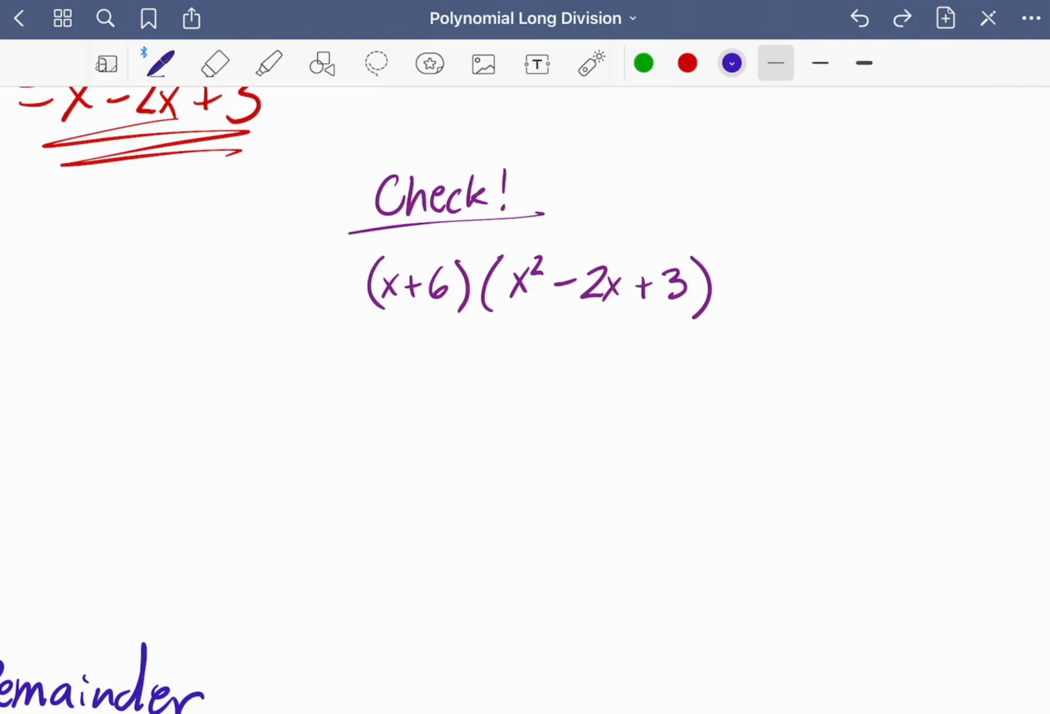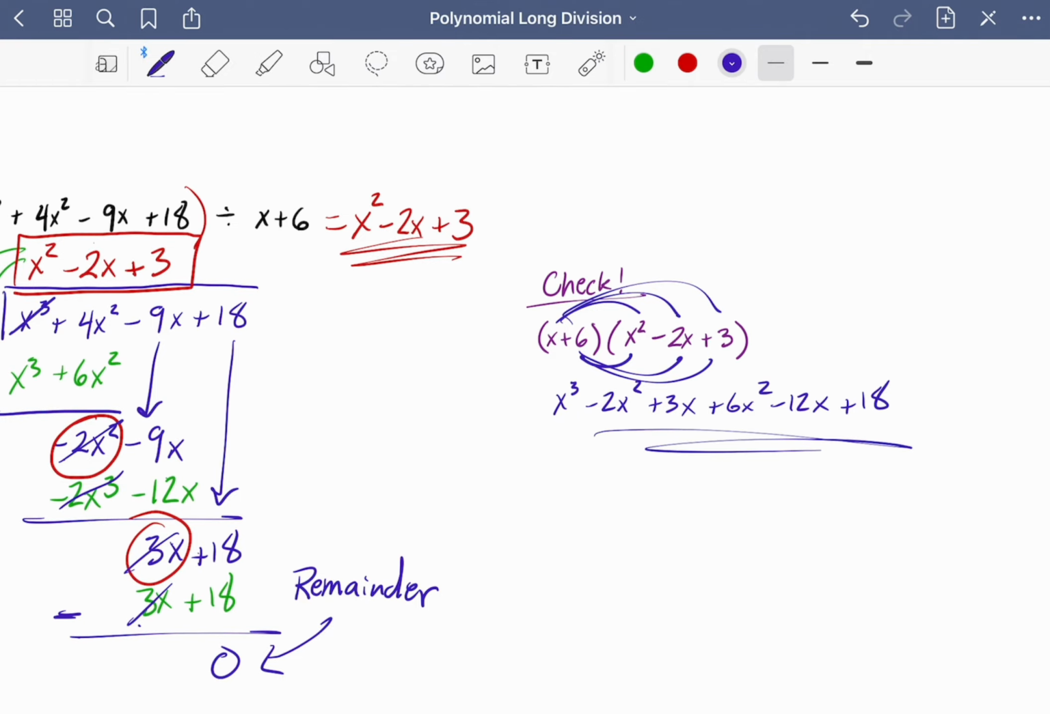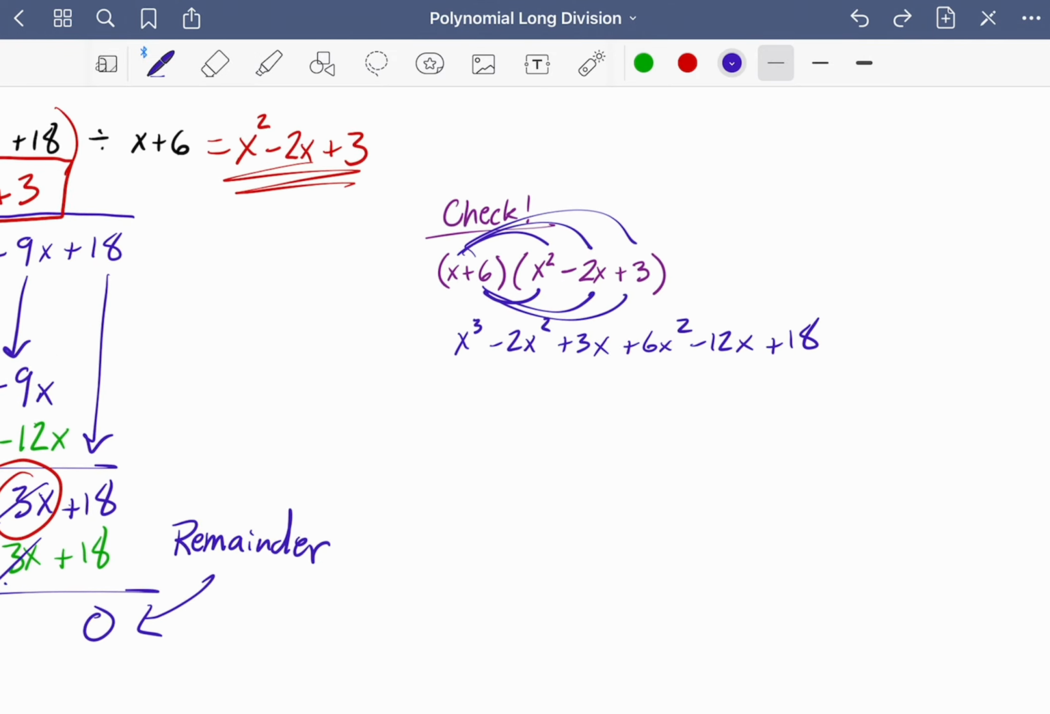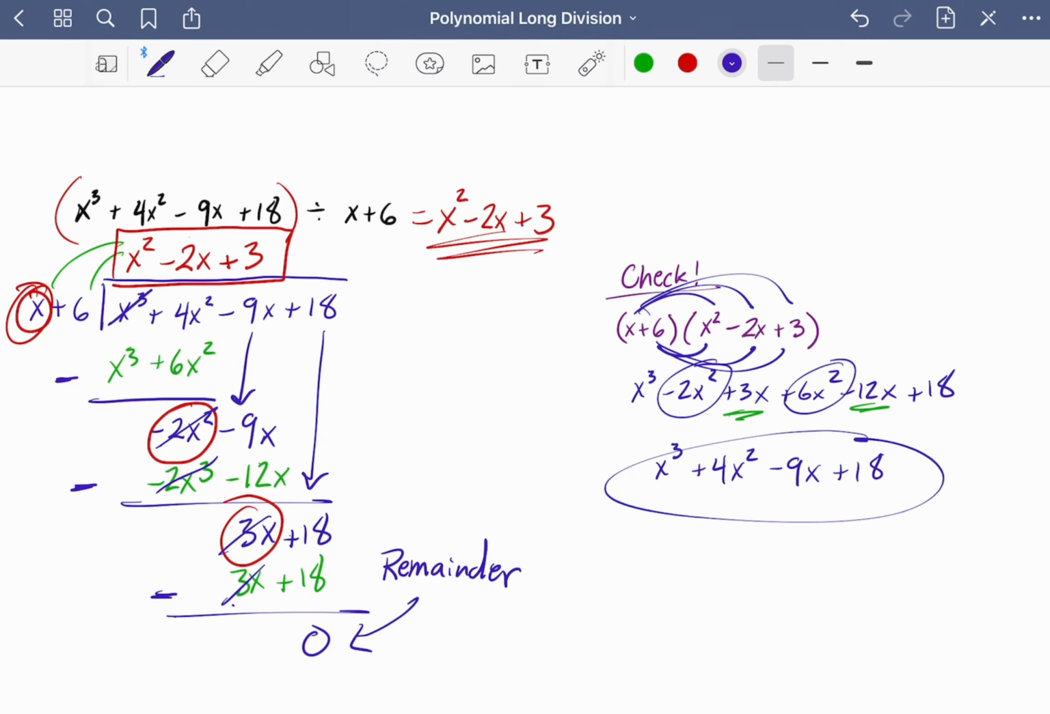So remember to distribute. So we have x distributed to the x squared, that's x to the third, x times negative 2x is negative 2x squared, x times 3 is 3x, and then also distribute this 6 times x squared, 6x squared, 6 times negative 2x is negative 12x, 6 times 3 is 18. Now, this doesn't look like what we started with, but that's because we have to combine our like terms. So we have like terms here and here. We have like terms here and here. So I'm going to combine everything to get x to the third plus 4x squared minus 9x plus 18. And if we did everything right, then this should match the original polynomial in our problem.